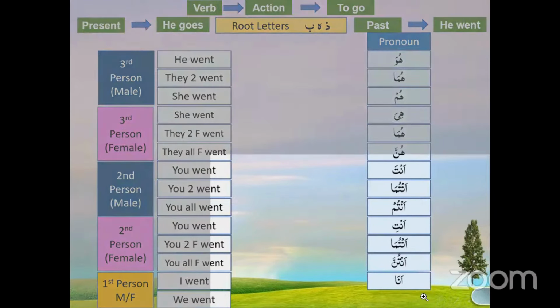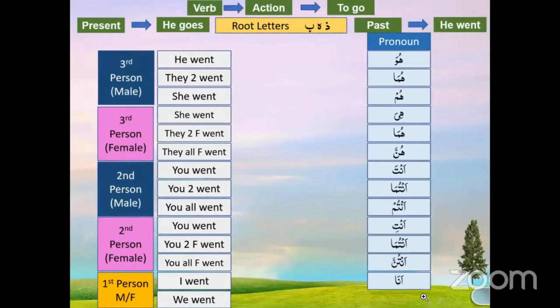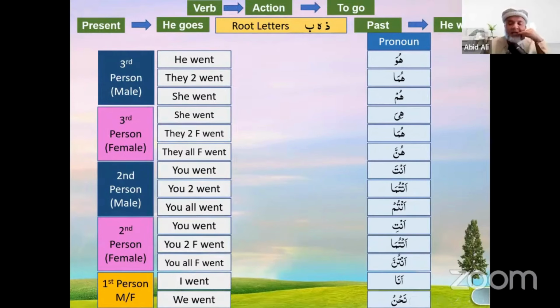For the "we" is nahnu. Okay. Is there anything we have done out of the ordinary here? We have just taken the English version of "he" and learned the Arabic version of that. Are these our pronouns, the 14 pronouns we looked at?